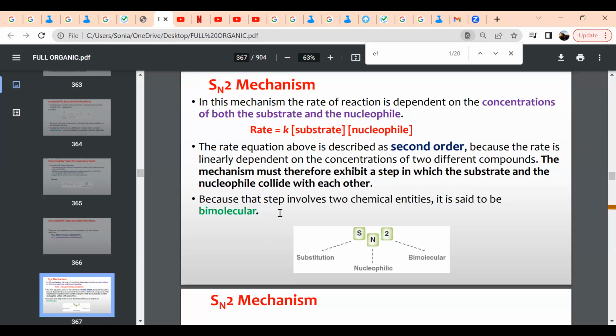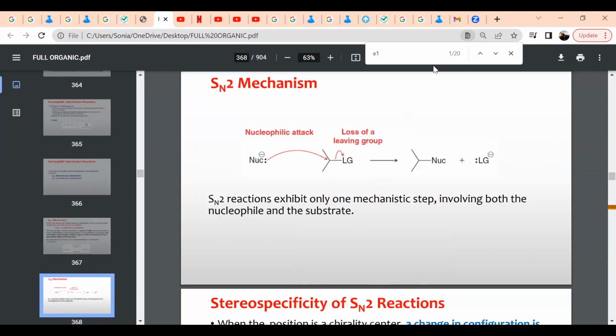So the mechanism usually exhibits a step in which the substrate and the nucleophile collide with each other. So it's a bimolecular step. Two species react at once. So SN2 means S for substitution, N for nucleophilic, and 2 for the bimolecular step. So here is an illustration of how SN2 occurs.